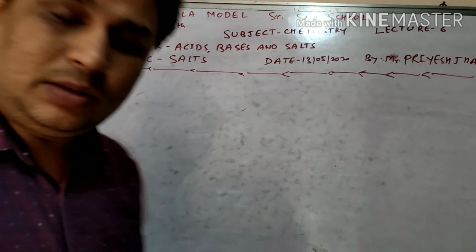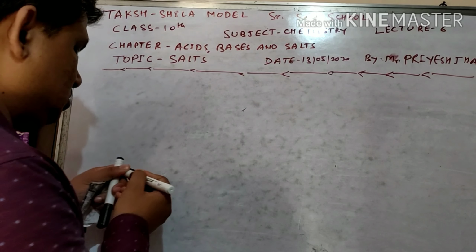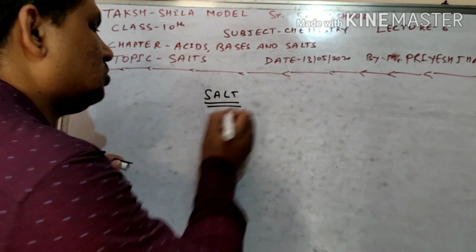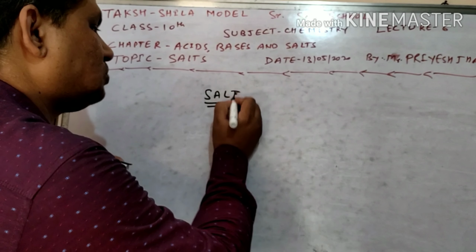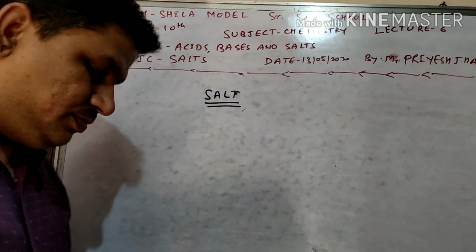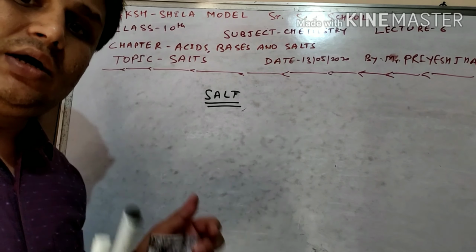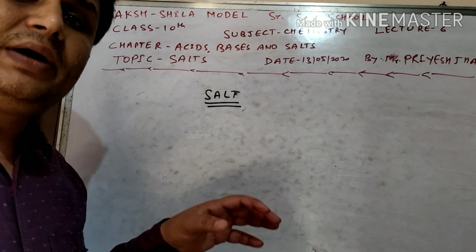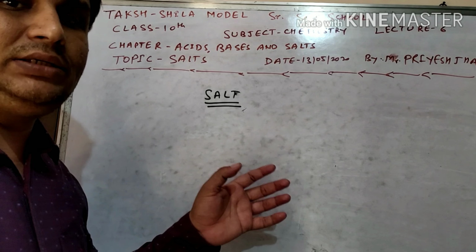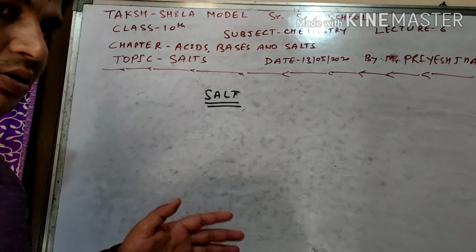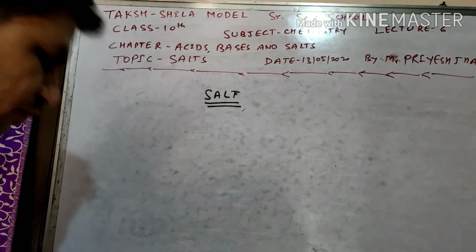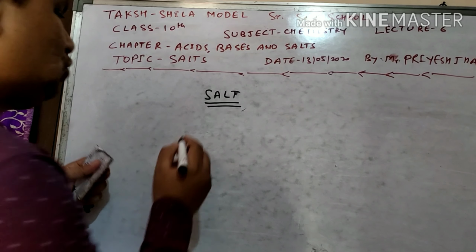So today we will start the topic salt. What is salt and how is salt formed? Salt is a compound generally obtained when metal dissolves in acid and replaces the hydrogen ions, or salt is formed when acid combines with base. For example, sodium chloride.